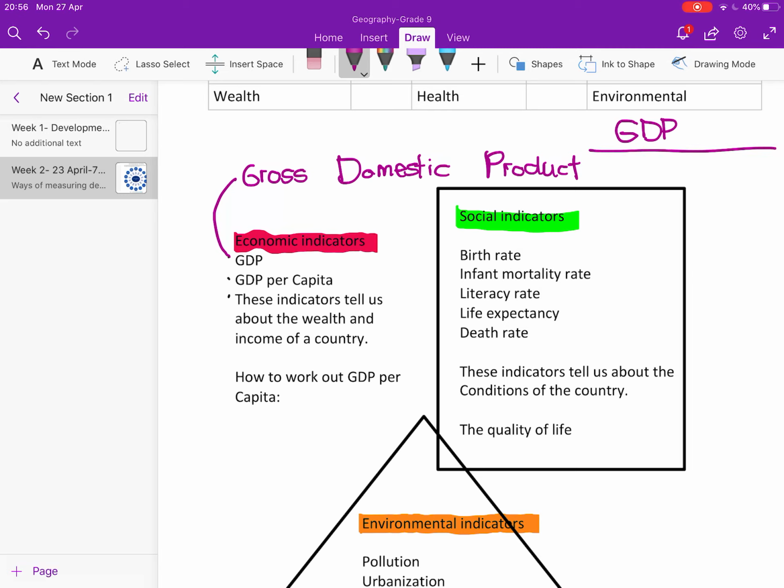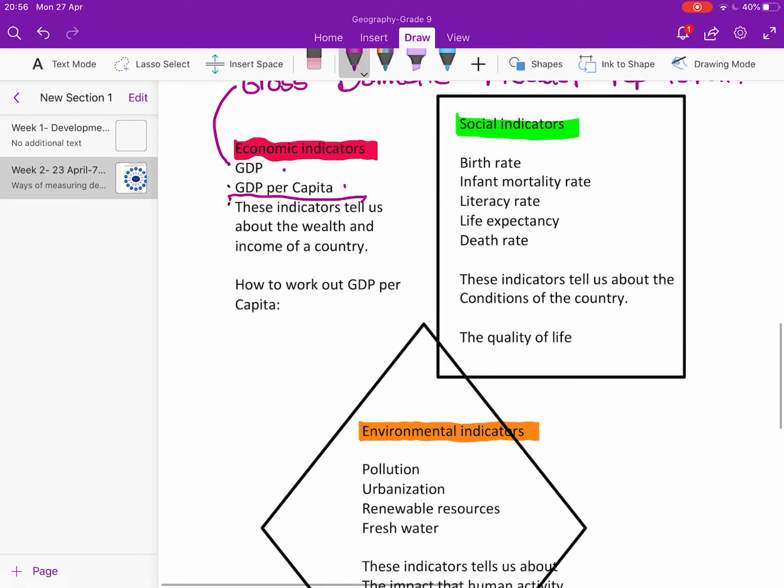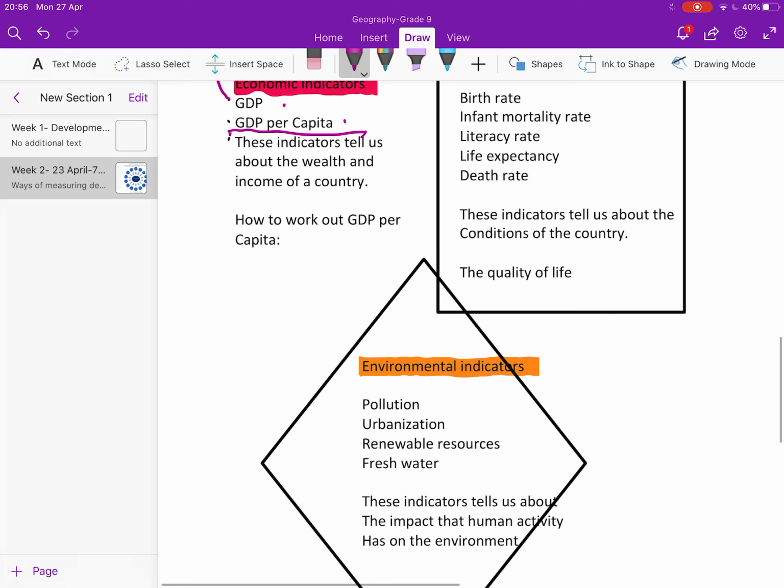All right, so that is our economic indicators, and these indicators tell us about the wealth and income of a country. How to work out the GDP per capita, like I just showed you, is very important to know. So you're going to take the GDP, GDP, not GPD, the total GDP divided by the population of that country, and that is how we get GDP per capita. You need to know this formula.